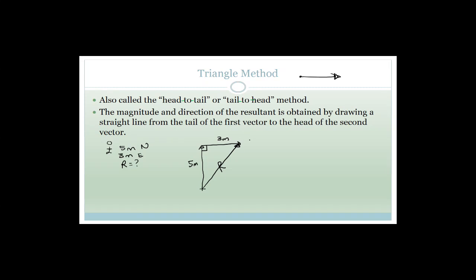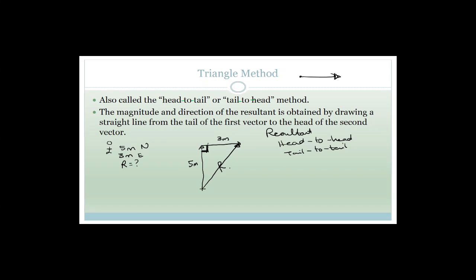But now the resultant is interesting because the resultant is always, always head to head and tail to tail. It's always that head to head and tail to tail, right? Now, if we want to work out this resultant, what can we do? We can use Pythagoras, right?